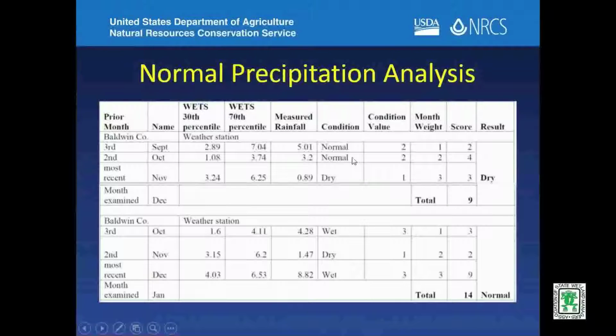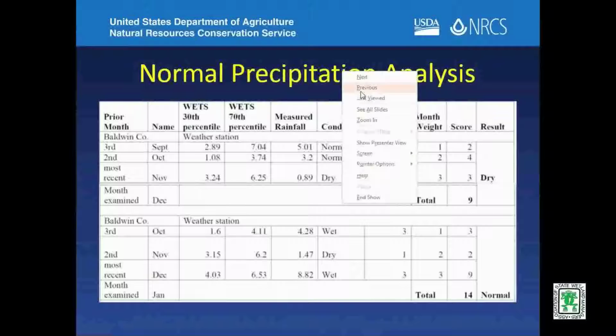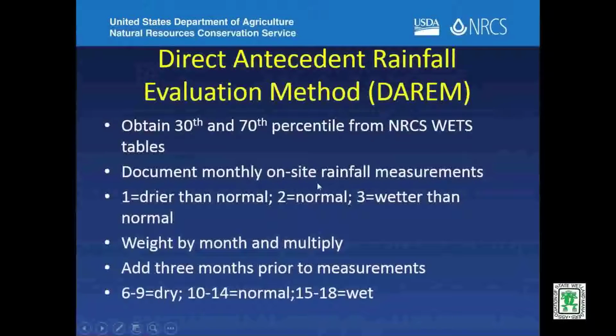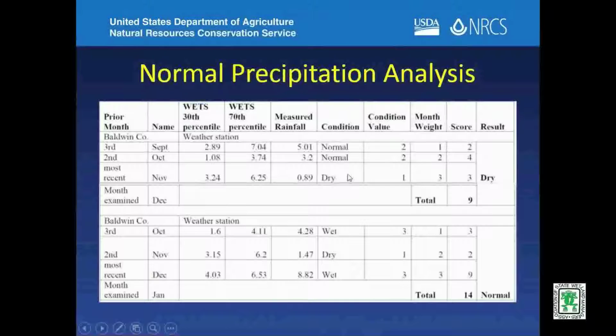So the condition value, if you remember, dry was 1, normal was 2, and wet was 3. So the condition value for normal would be 2. The dry condition value is 1. And then the month weight for September, which was the furthest month away from the measurements, was 1. October was 2, and November was 3. So you're going to multiply the condition value by the month weight. So here we get for September 2, for October 4, and then for November we get a 3. You add those together and you get 9. And then if we go back to the previous slide, 6 to 9 was dry. So for that reading, you're actually in a dry period.